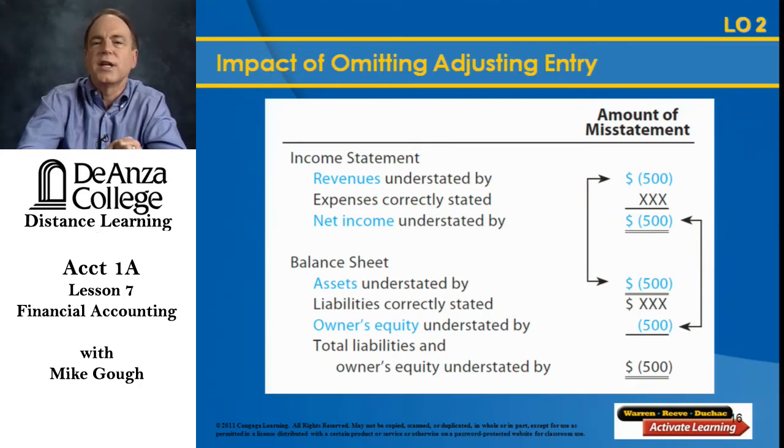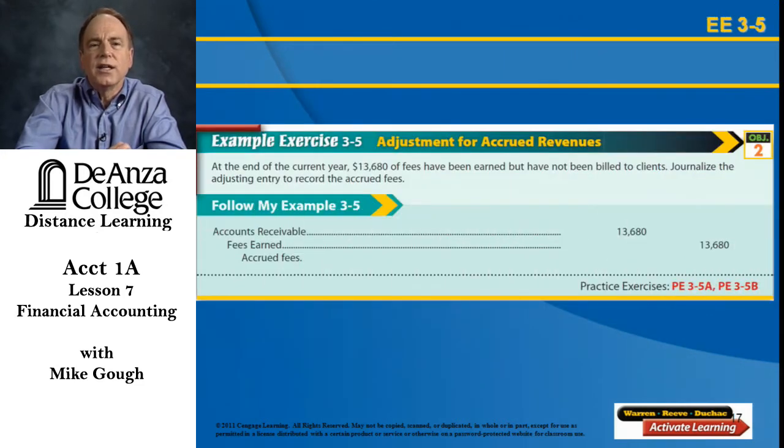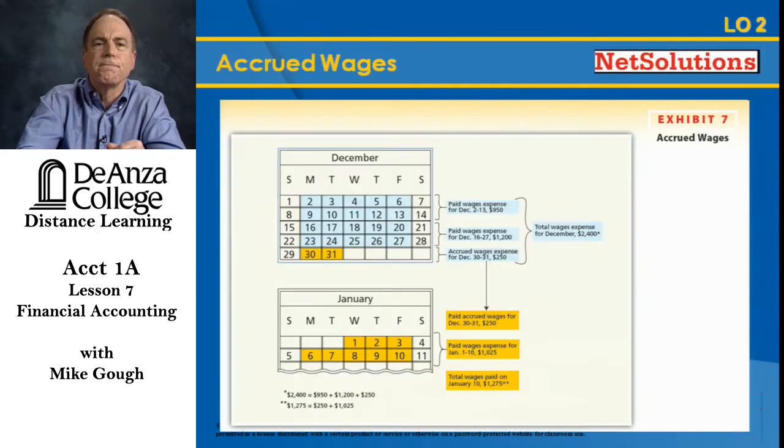We would have understated our assets as well. And here, at the end of the year, $13,680 of fees have been earned but not billed to clients. So we're going to journalize that. We're simply going to debit accounts receivable $13,680 and credit fees earned for the same amount.